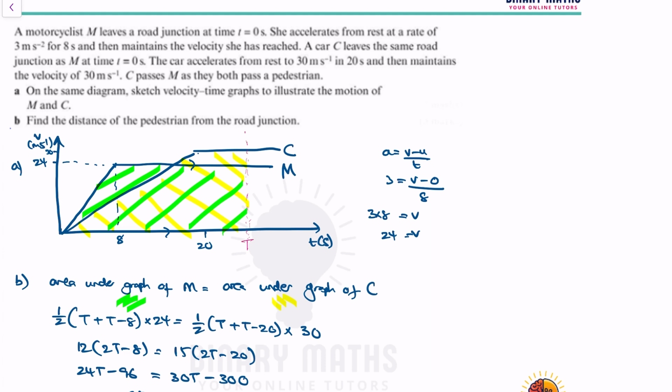It says find the distance of the pedestrian from the road junction. So we weren't trying to find out what the time was. We were trying to find out what the distance was. So the distance is just one of these. Either one of these would work. So distance is either 24T minus 96, so either this one or this one, whichever one you prefer. So let's just do 24T minus 96 is equal to 24 times 34 take away 96, which is equal to 720 meters.